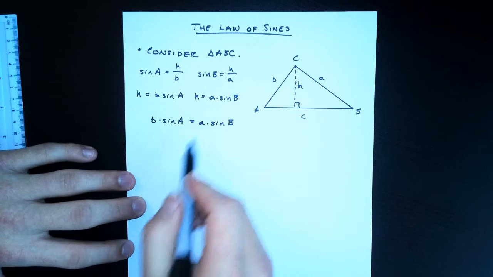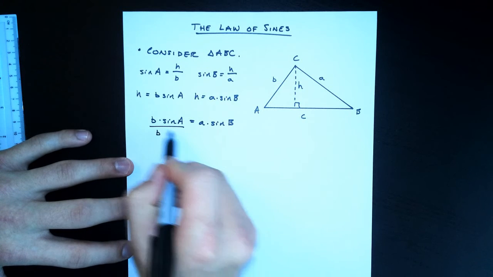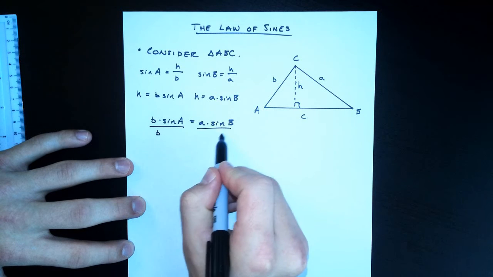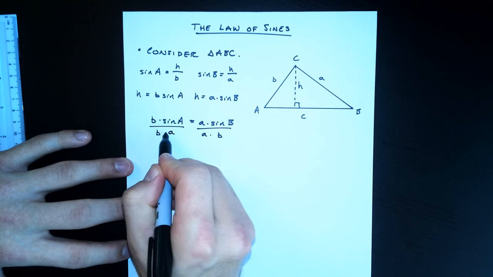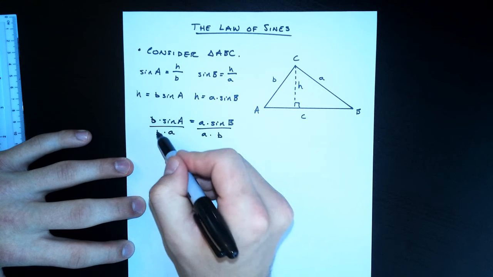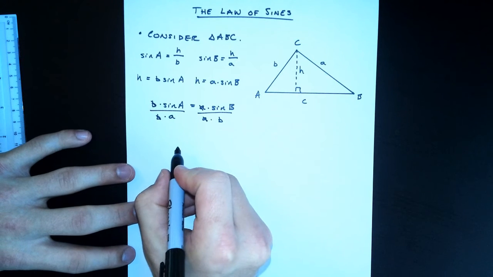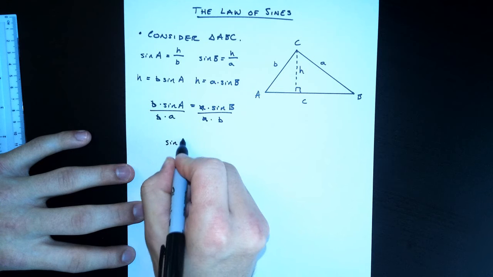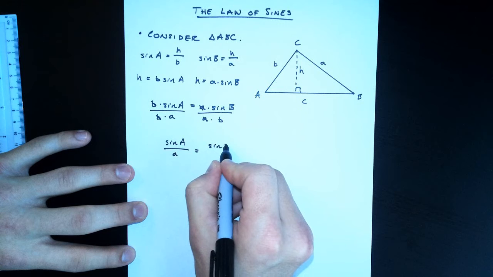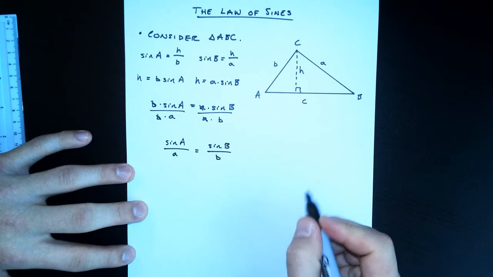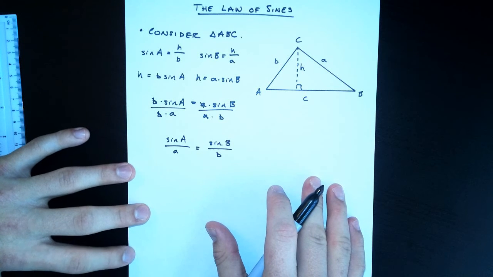The next thing I want to do is clean this up a little bit. So first, I'm going to divide both sides by b. That will simplify here. And I'm also going to divide both sides by a. So the b's simplify to 1, the a's here will simplify to 1, and what I'm left with is the sine of A over a is equal to the sine of B over b. And that is what our law of sines looks like.